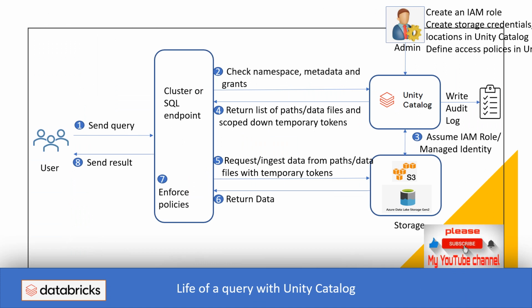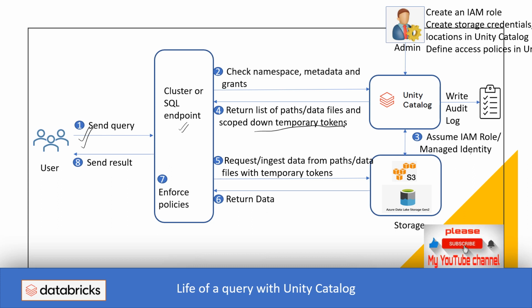The life cycle of a query with Unity Catalog, how it works, right? We have written it step by step. One, let's say a user is giving a select query. You can use SQL, maybe Python, maybe R, Scala. He is writing a select query. Then it will go to the cluster or the endpoint, and then it will connect to Unity Catalog, check namespace, metadata, and grants. Then it will go to the storage and assume the IAM role, because let's say it has the read permission; the IAM role, managed identity, it will check. And fourth, it will return the list of paths, data files, and a scoped-down temporary token. It will give a temporary token.